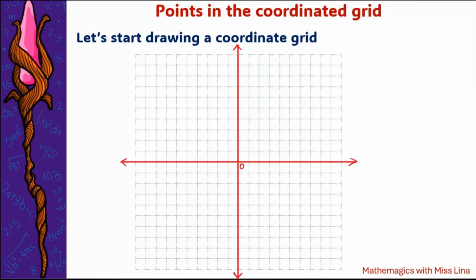Let's start locating the numbers in each axis. Usually it looks very good if you use two squares for each unit. So it's not going to be that small.